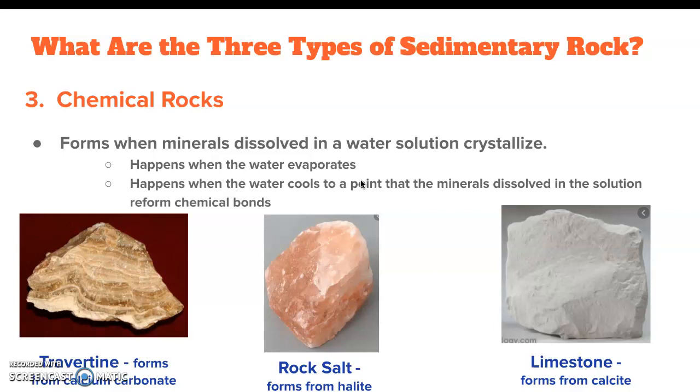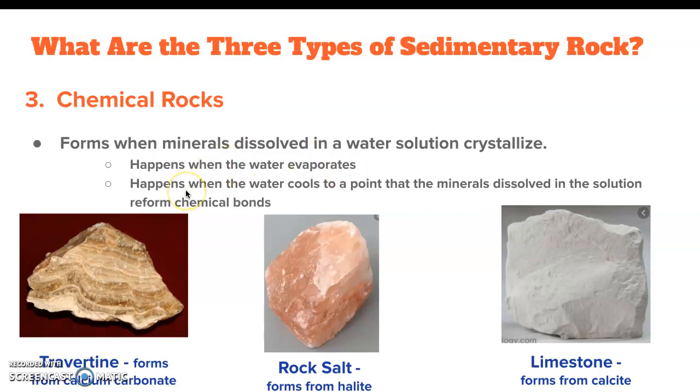So rock salt is what naturally forms from the mineral halite, and this is an image of rock salt. So rock salt actually does form a rock, and when halite is in solution, it dissolves, and eventually when that water evaporates, the rock salt reforms.